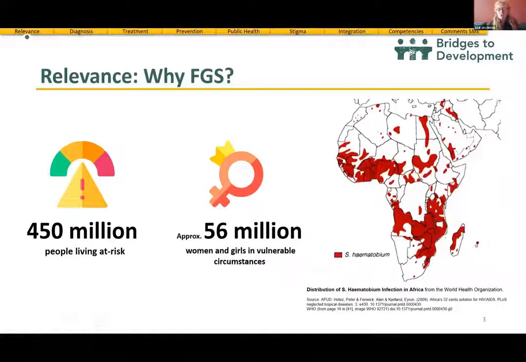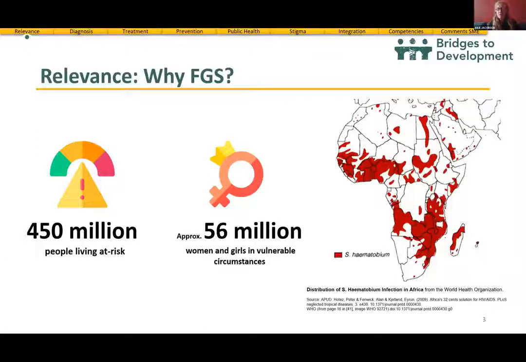Why FGS? Why female genital schistosomiasis? Well, schistosomiasis is a very widespread problem on the planet, affecting over 450 million people who live at risk of this infection. And within that group, there's this hidden manifestation of infection with schistosomiasis, female genital schistosomiasis, which goes unrecognized. Working with the World Health Organization, we believe about 56 million women are affected by this. It is caused by one specific type of schisto called Schistosoma haematobium, and you see that on the map there on the side.